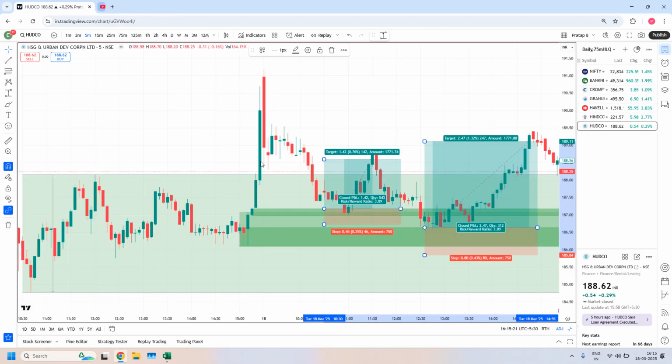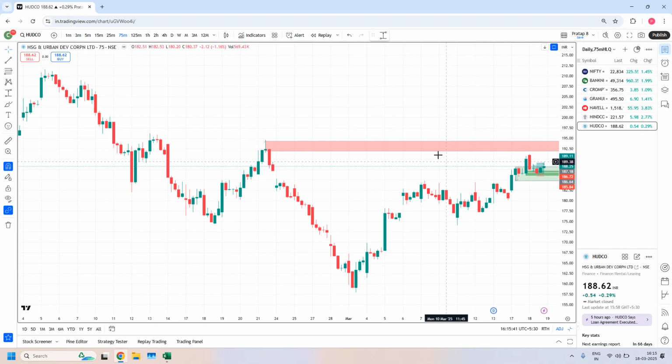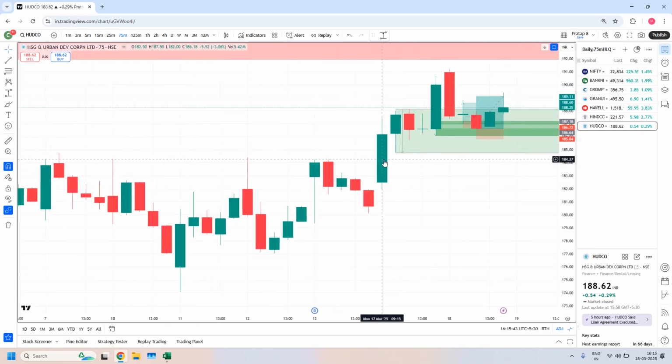Now let's get into the evaluation of the high liquidity zones identified in the previous report. In the previous report we identified 5 high liquidity zones from daily and 75 minutes time frame, and we got a couple of trades from HUDCO, and HUDCO is a 75 minutes high liquidity demand zone identified by our software.